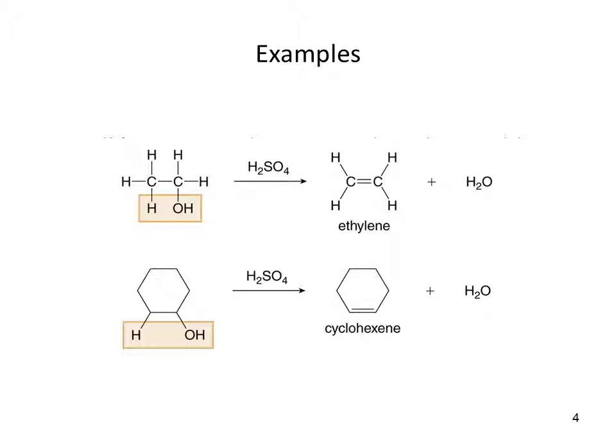To figure out how to do this, all you do is you identify the carbon that has a hydroxyl group on it. You remove the hydroxyl group from that carbon, and then from an adjacent carbon, you're going to remove a hydrogen so that a double bond will be between those 2 carbons.